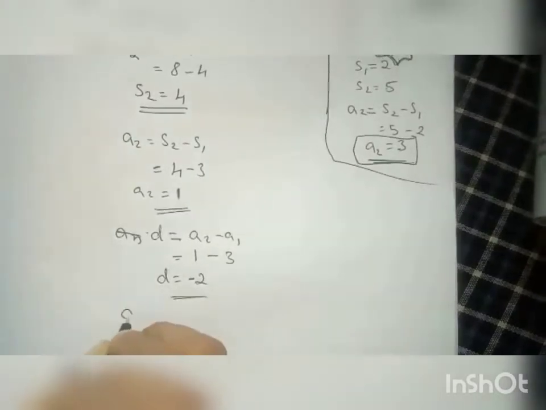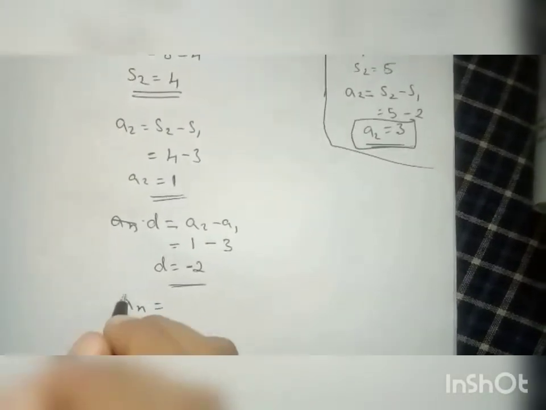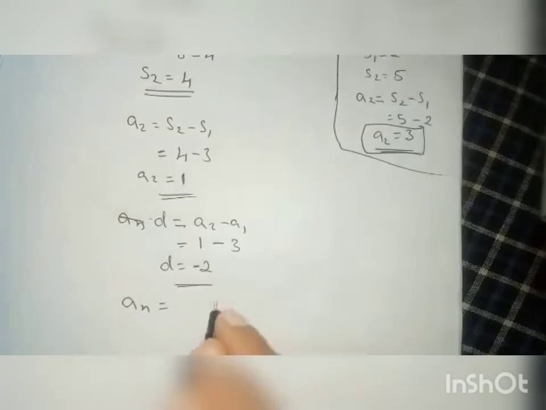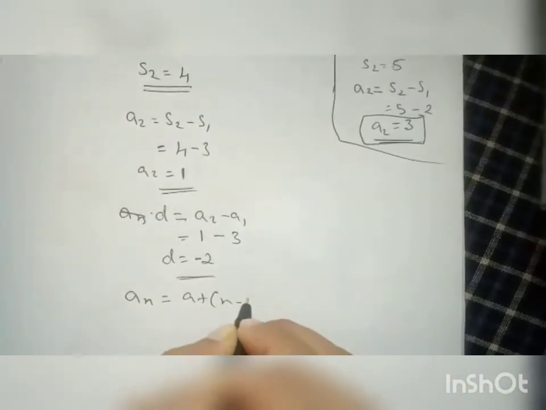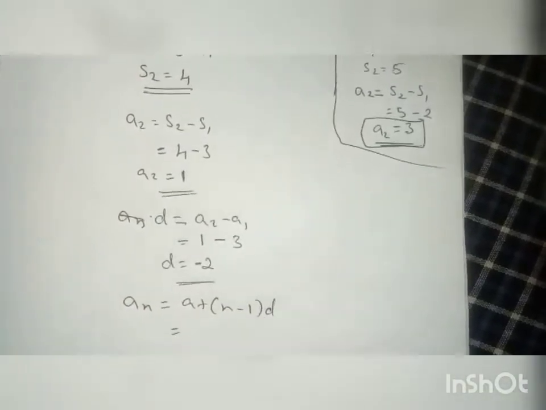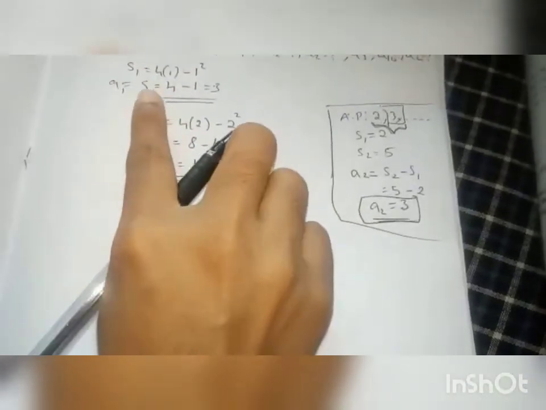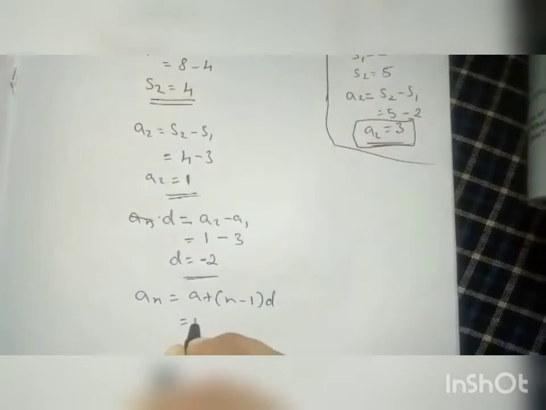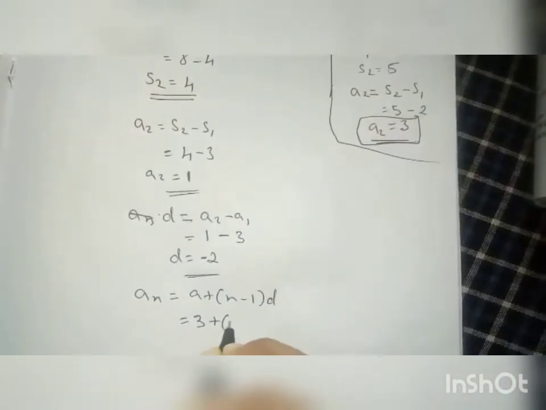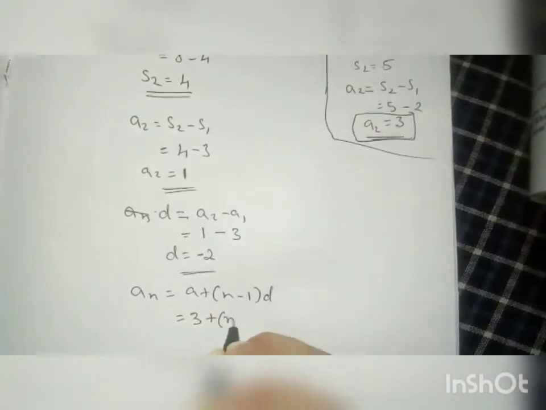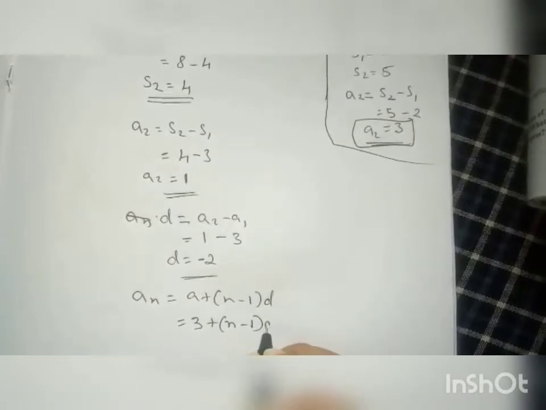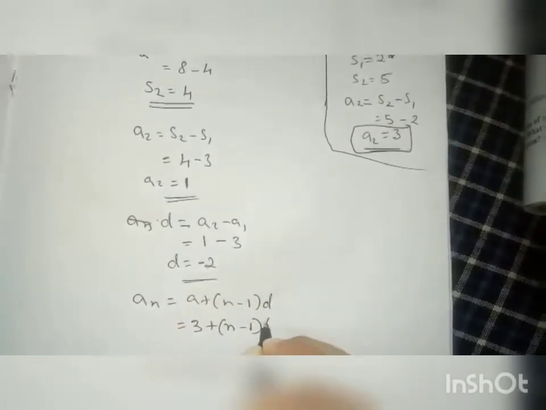Now we can find An. An is equals to, what is the formula? a plus n minus 1 into d. So first term is what we have found here? 3. So substitute here 3 plus n minus 1. n we don't know, so n only we have to keep as it is, into d. d is what? Minus 2.